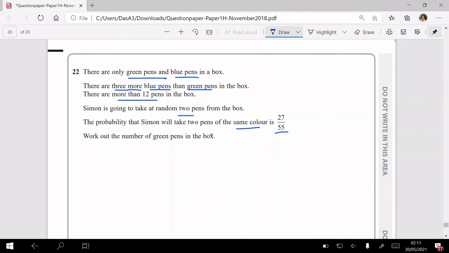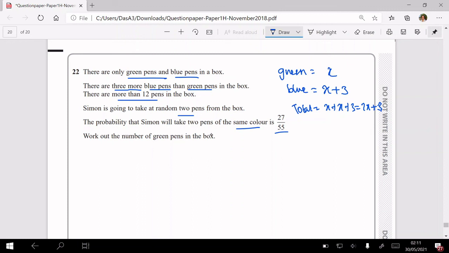First of all, we need to define our terms. There are 3 more blue pens than green pens. So if green pens is equal to X, then blue pens is equal to X plus 3. So that means the total number of pens is X plus X plus 3, which is 2X plus 3.